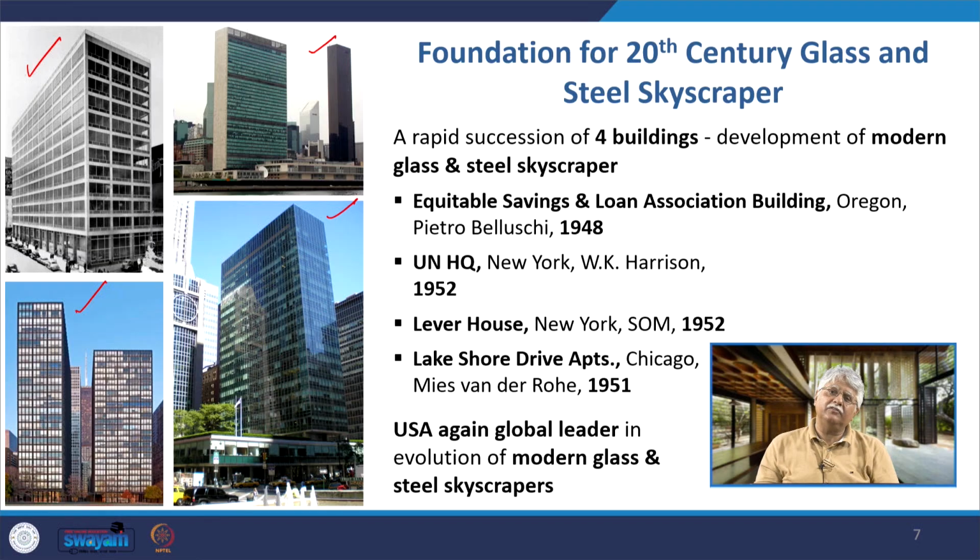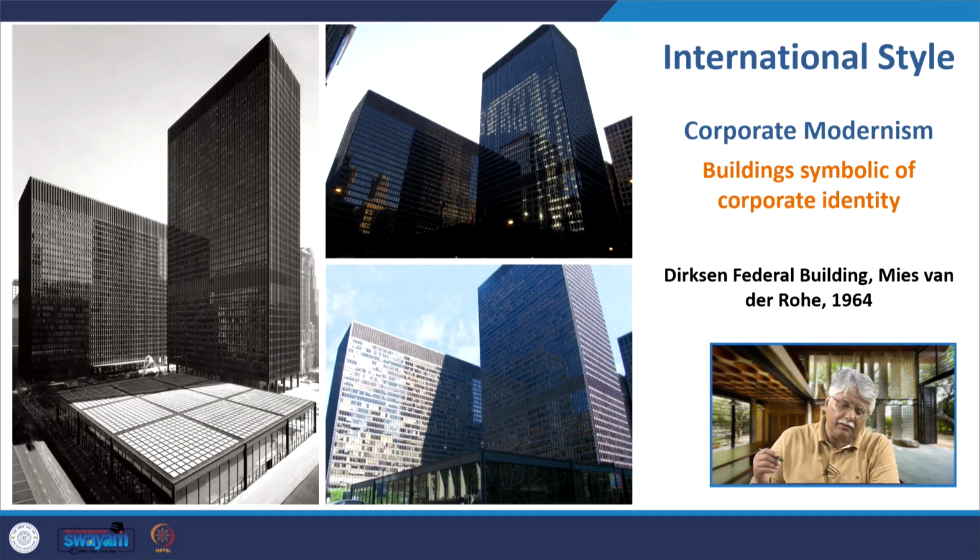USA again was a global leader in the evolution of the modern glass and steel skyscraper, like it had been earlier in the Chicago School movement. Now this particular type of building, this glass and steel skyscraper within the international style, also came to be known as corporate modernism. Corporate buildings in the modernist style, buildings symbolic of the corporate identity, and this building that you see here is the Dirksen Federal building by Mies van der Rohe that he did in the last years of his life, 1964.